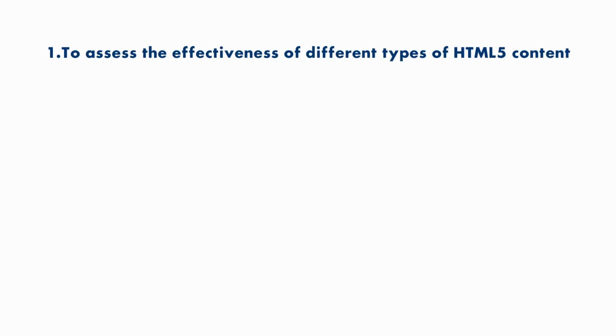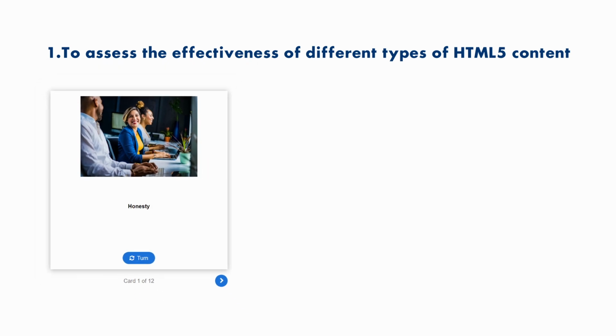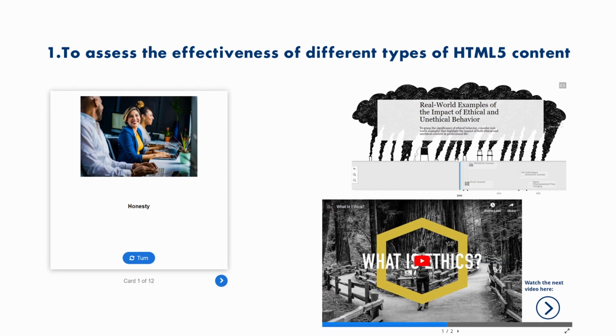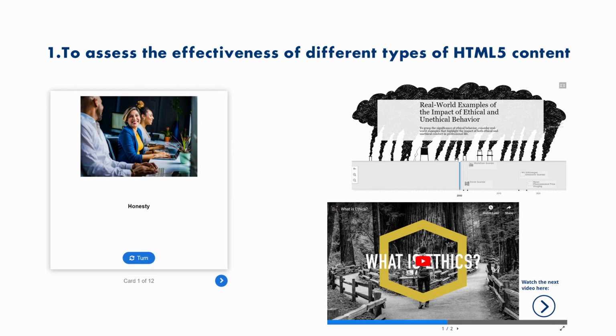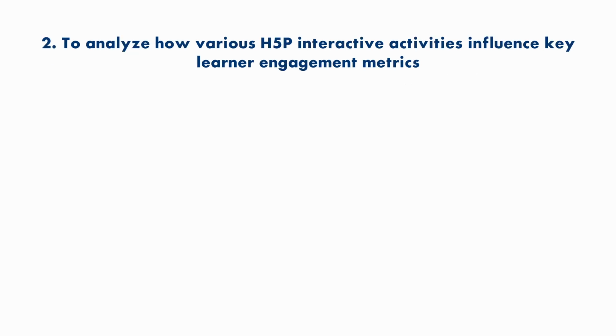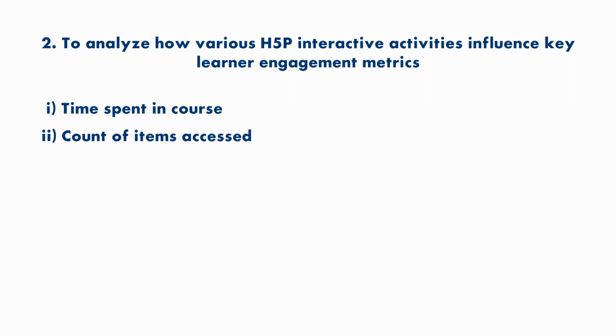1. To assess the effectiveness of different types of HTML5 content delivered through HTML5 packages, H5P, in improving learner engagement across higher education settings. 2. To analyze how various H5P interactive activities influence key learner engagement metrics, including time spent in course, count of items accessed, and activity participation.